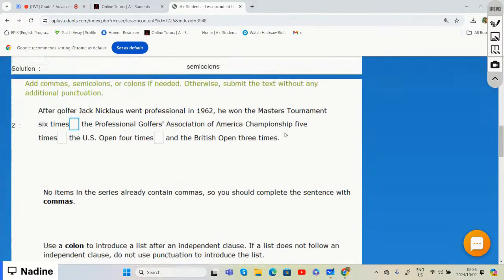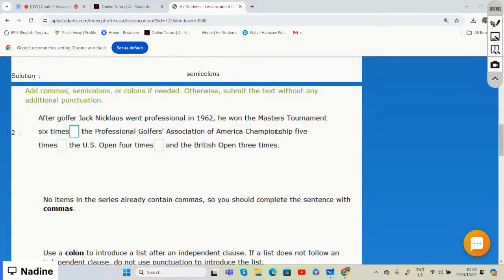Now, if we look at the next one, it says we need to either add commas, semicolons, or colons if needed, right? So after golfer Jack Nicklaus went professional in 1962, he won the Masters tournament 6 times, the Professional Golfers Association of America Championship 5 times, the US Open 4 times, and the British Open 3 times.